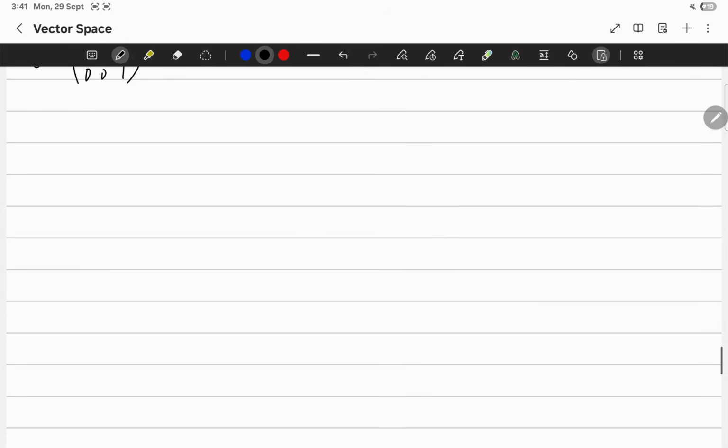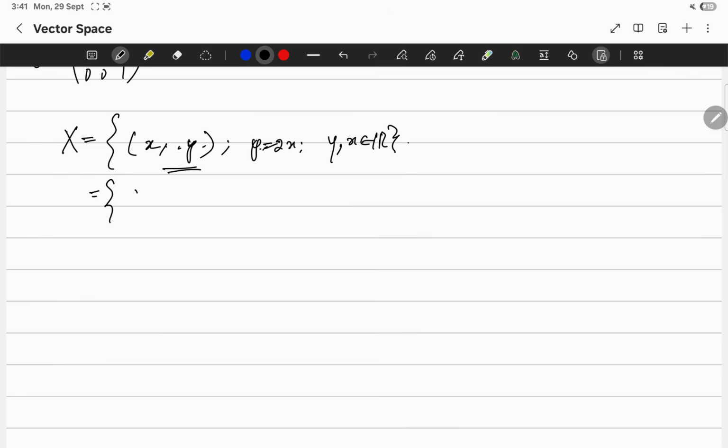For example, I will give one space here. Let X be the space whose elements are in the form (x, 2x), which we have defined as a line. So (x, y), where y is equal to 2x, and x and y are both real numbers. Now what is the basis for this one? You can write it as (x, y) equals (x, 2x), where x is a real number.